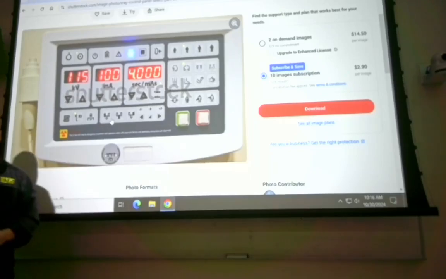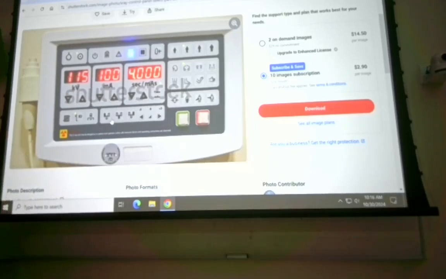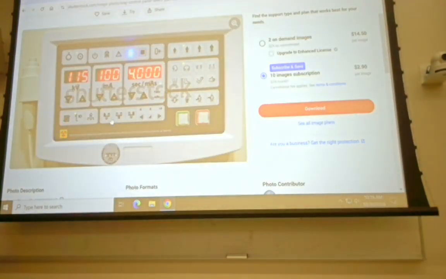Okay, so the control panel, outside of the room, behind a protective barrier, is where your control panel should be. Right?